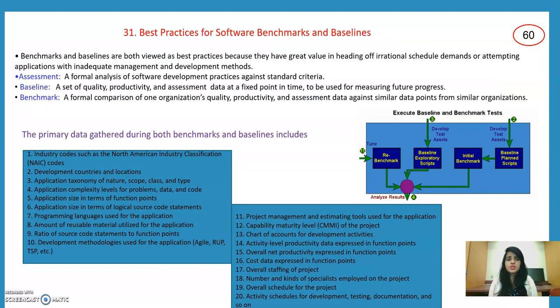The other best practice is software benchmarks and baselines. Benchmarks and baselines are both viewed as best practice, because they have great value in handling irrational schedule demands or attempting applications with inadequate management and development methods. So benchmarking is also very important here. We have the ISBSG, which is a best benchmarking for software products and software projects.